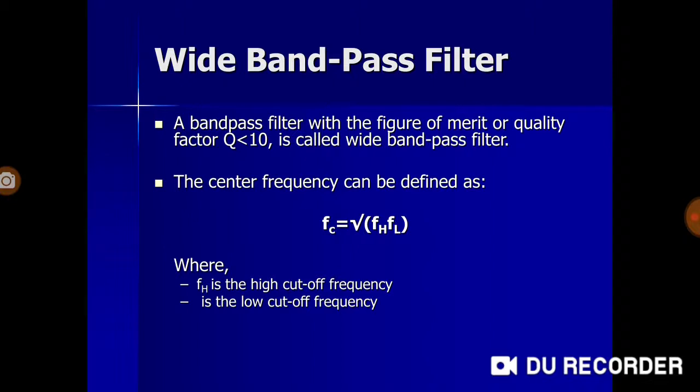So for the quality factor, we do not have a fixed definition, but as far as design is concerned, we know that a band pass filter with figure of merit or quality factor Q less than 10 is called wide band pass, and the center frequency for a wide band pass filter is given as the square root of FH times FL. FH is the high cutoff, FL is the low cutoff frequency.